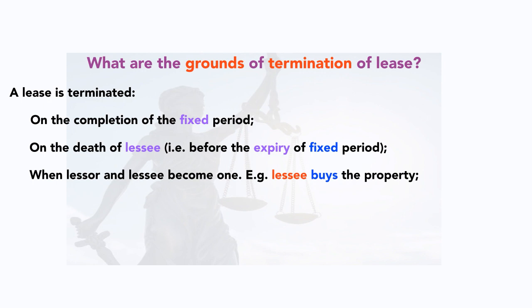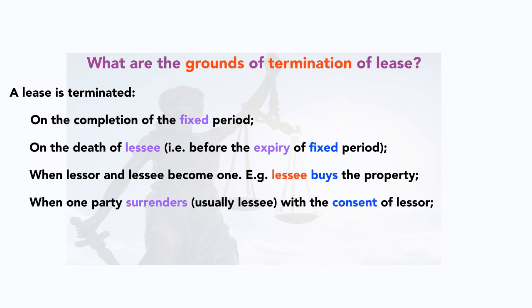The next point is when one party surrenders, usually the lessee, with the consent of the lessor. Though it is not allowed in the middle of the fixed period, if the lessee or even the lessor is facing some sort of situation in which the agreement has to be terminated, then with the consent of both the parties it can be done, at any point in time. If both parties, who are the parties of the agreement, wish with free consent, with free will, to terminate the agreement, then they can do it at any point in time. There is no issue on that account.